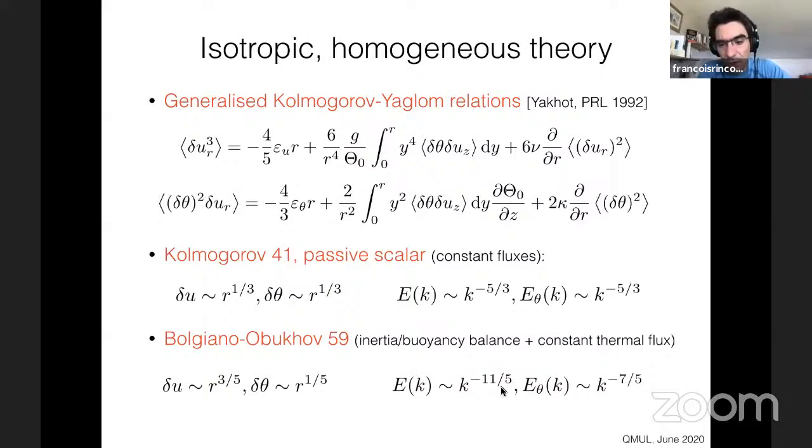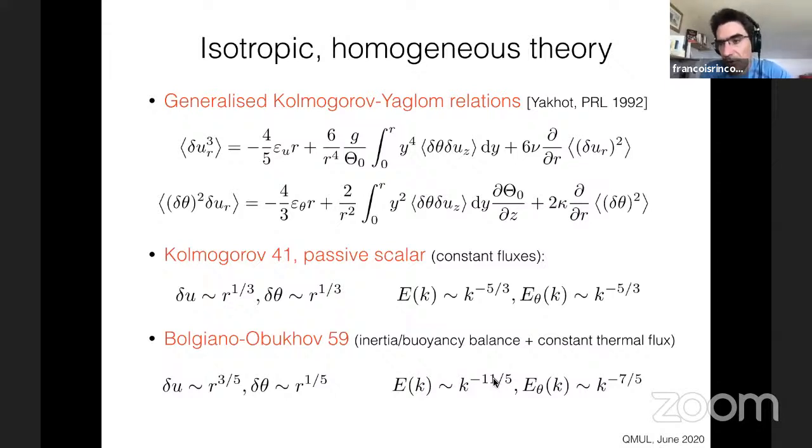From which you will get k to the minus 11/5 for the velocity spectrum and k to the minus 7/6 for temperature. So if you look at my spectra, for instance, in the simulation, k to the minus 11/5 is way too steep. So although you would like to think that this dominant balance between these two terms is relevant, it doesn't seem to work.